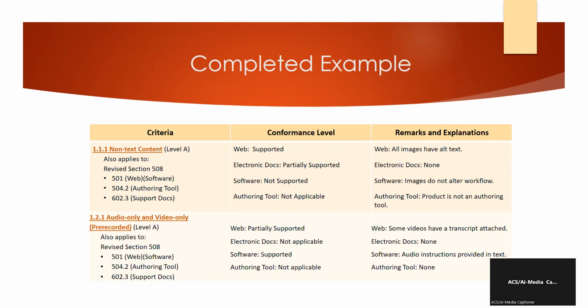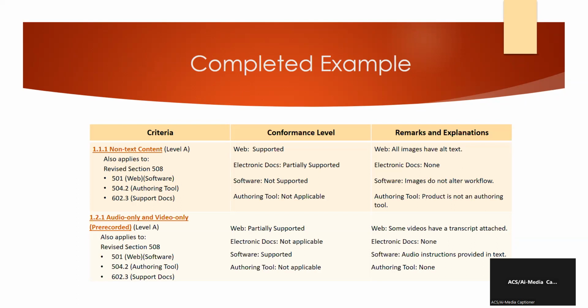And then for 1.2.1, they have audio-only and video-only, pre-recorded. Web is partially supported, electronic documents is not applicable, software is supported, and authoring tool is not applicable. Then we have web, where some videos have a transcript attached. Electronic documents is none. Software is audio instructions are provided in text, and then authoring tool is none.